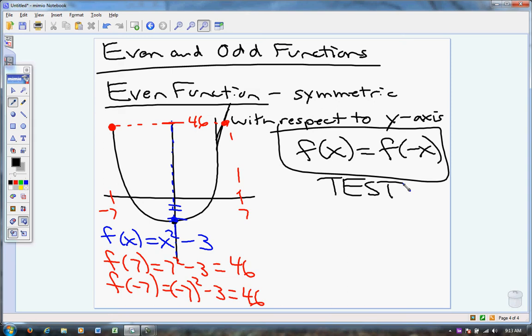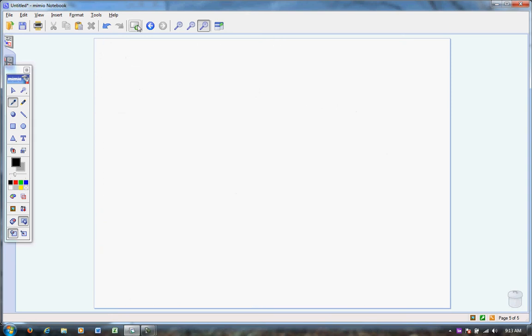Okay? So, you know, let's say that I had, let's just do one of those real quick while we're talking about even functions. Let's say that I had f of x equals x squared plus 1. Okay? And I wanted to know, is this function even?